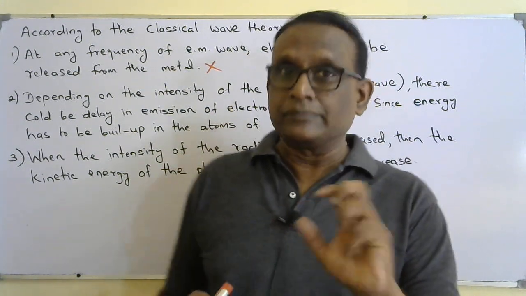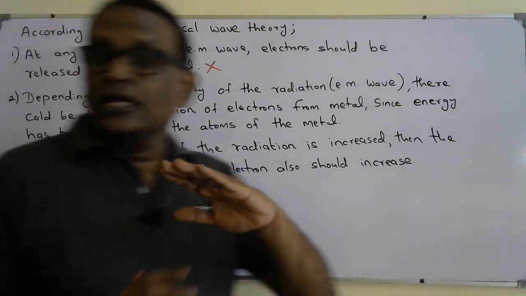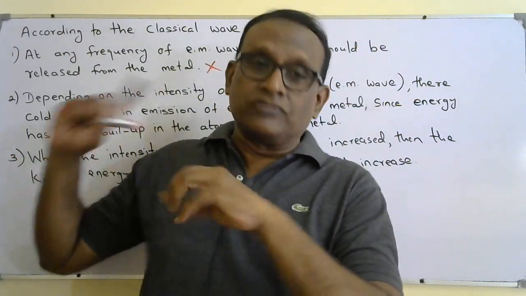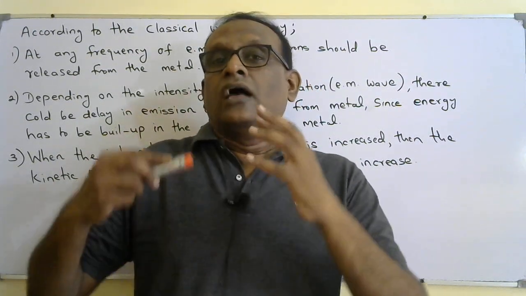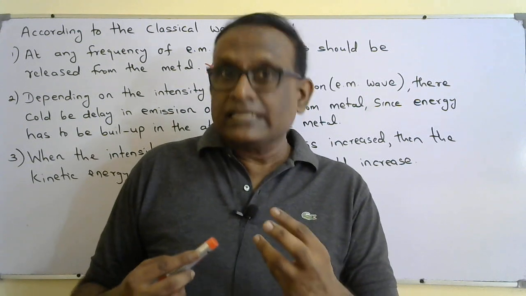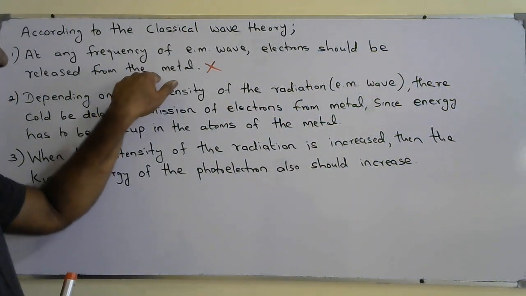These are the practical observations. But theory says any frequency of electromagnetic radiation should be able to remove electrons. So the first conclusion, or first theory related to photoelectric emission based on classical wave theory, is failing. First one is failing. So that's the first thing you should say, remember that.